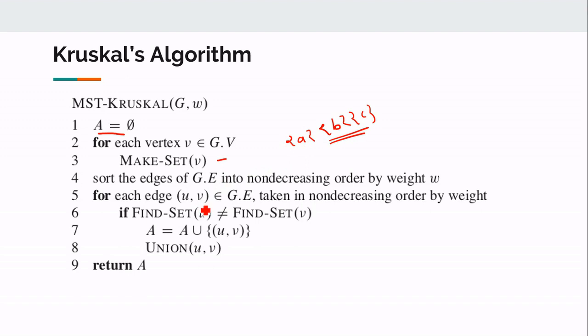Now we will sort the edges of the graph in a non-decreasing order of weight. Then we will take each edge from that sorted list. Suppose u and v are the vertices of that edge. Then we will check whether u and v belong to the same set using the find set operation. If they do not belong to the same set, then I will add that edge uv into the set A, and I will make the sets of u and v a single set.